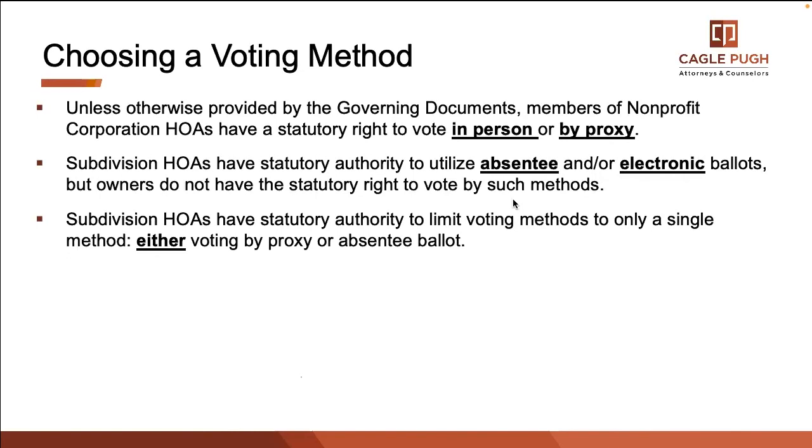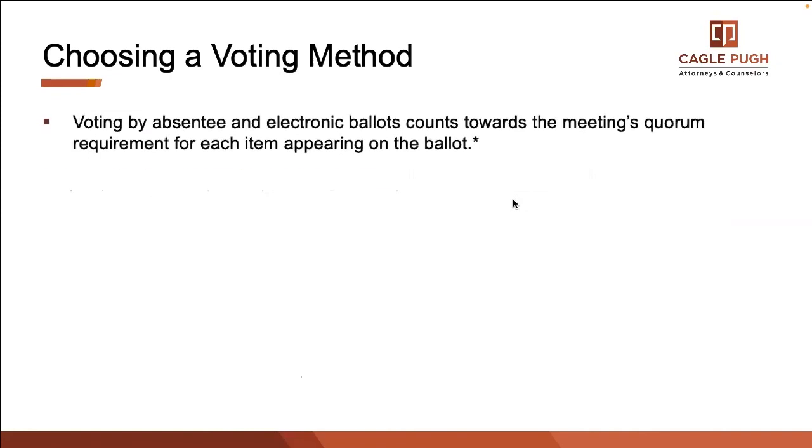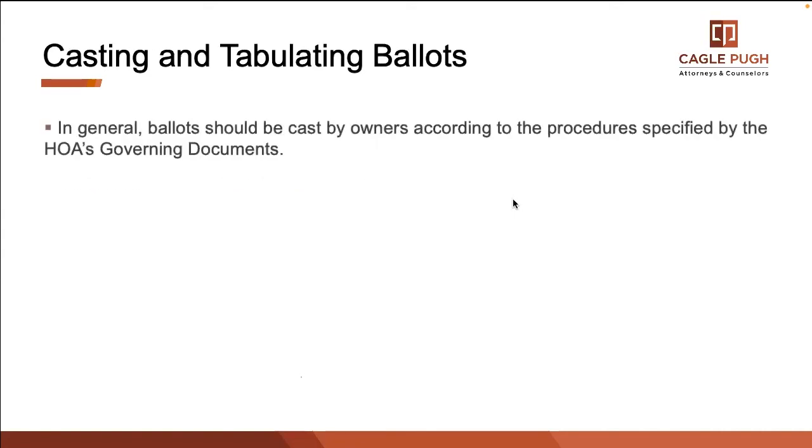So you always have to allow in-person voting, and then you have to allow at least one other alternative. That means proxy or absentee. So there's always either proxy or absentee allowed, and then you always have to allow in-person voting. Voting by absentee and electronic ballots count towards the quorum unless the item's modified at the meeting. As I indicated earlier, that's important to remember.